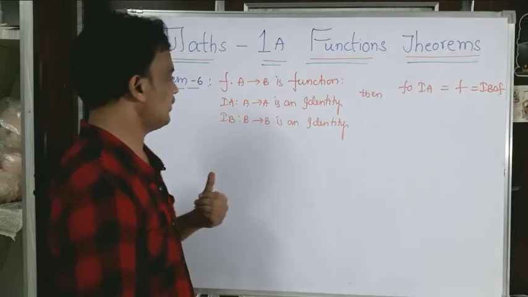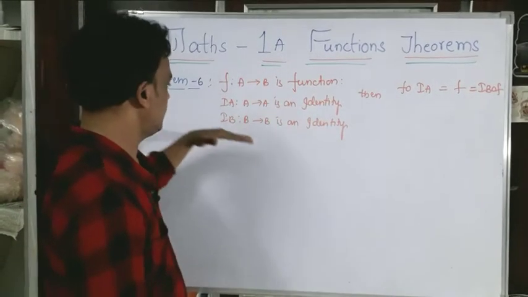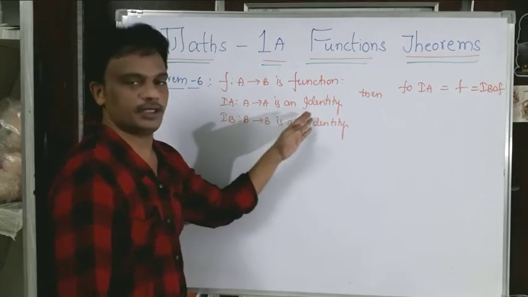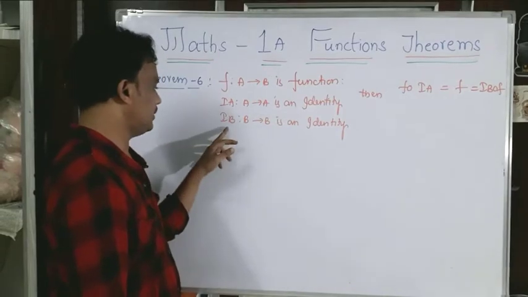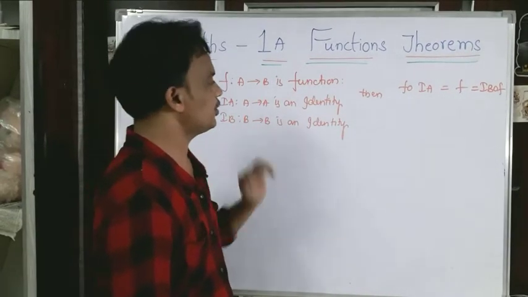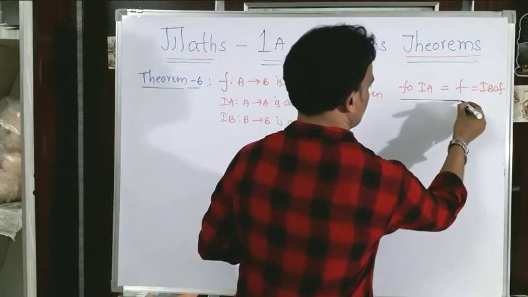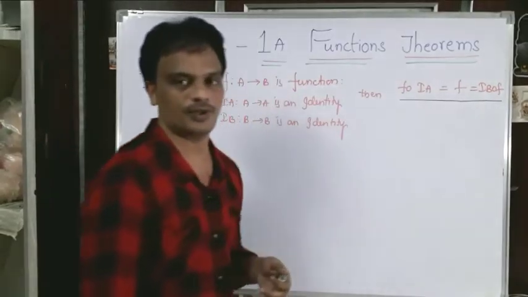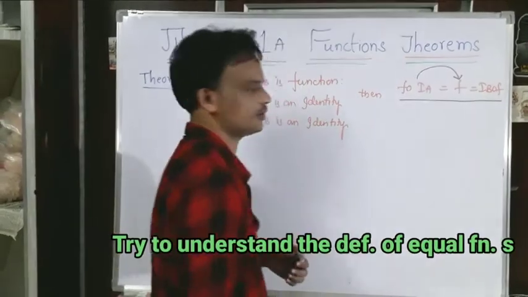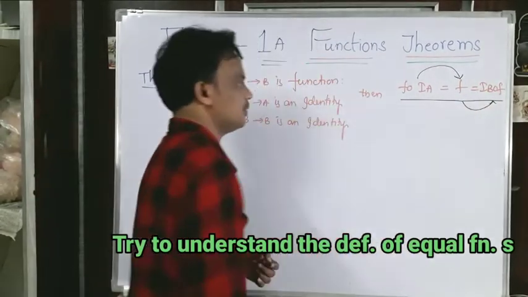Let us see one more very important theorem. f from A to B is a function, and IA, which is defined from A to A, is an identity function, and IB, which is defined from B to B, is an identity function. Then we are going to prove that f circle IA equals f, which is equal to IB circle f. Here also two things we are going to prove: f circle identity function of A equals f, and IB circle f equals f. This thing we are going to prove.